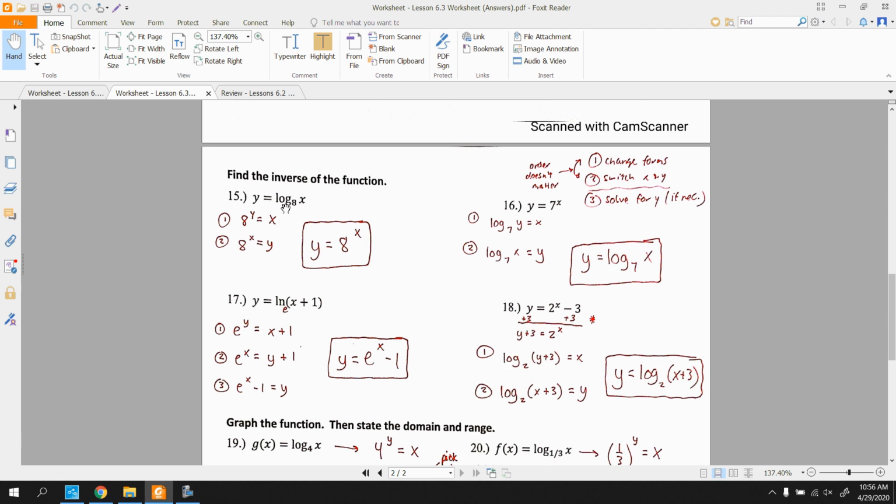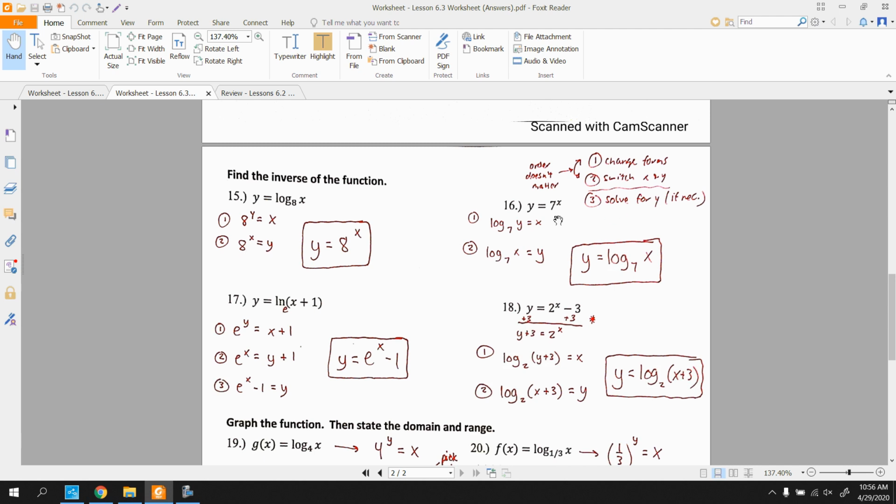So we go from log, if it starts in log, your final answer is going to be an exponential form. So remember the crossover, 8 to the y power equals x. So that's my first step. I've changed forms. The second step was switch your x and your y around. So all I've done was literally switch x and y. So now it's 8 to the x power equals y.